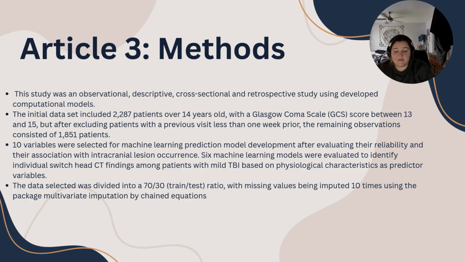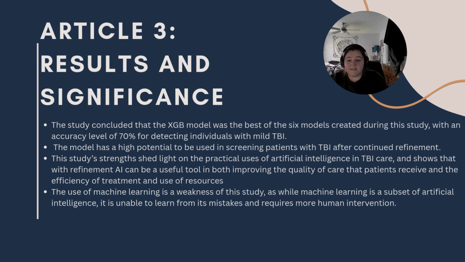The data selected was divided into a 70-30 train test ratio, 70% training, 30% testing, with missing values being imputed 10 times using the package multivariate imputation by chained equations into 3 tree-based systems and 3 non-tree-based systems. The study concluded that the XGB model, which is the linear extreme gradient boosting non-tree-based model, was the best of the 6 models created during this study, with an accuracy level of 70% for detecting individuals with mild TBI.